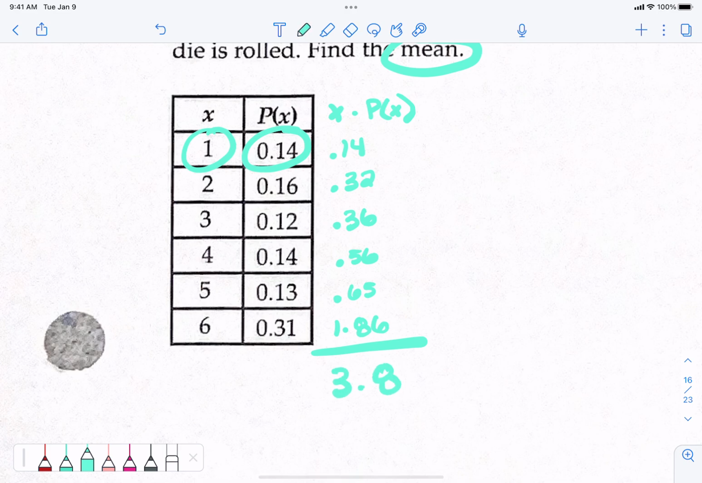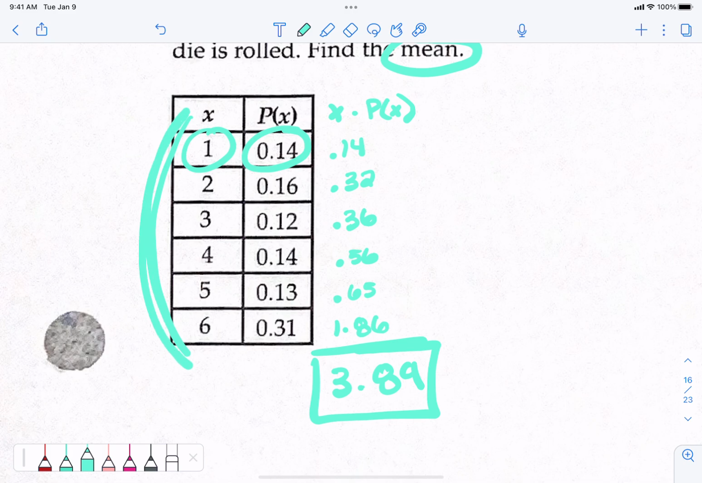Okay, hold on. We're talking about when a dice is rolled, 1 through 6, right? And if we average those together, 3.89 means that our 4s, 5s, and 6s were rolled more frequently, because 3.89 is on the high end of 3. Make sense? Okay, find the mean.